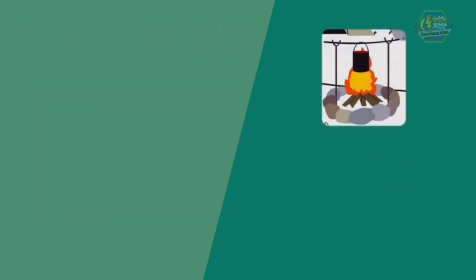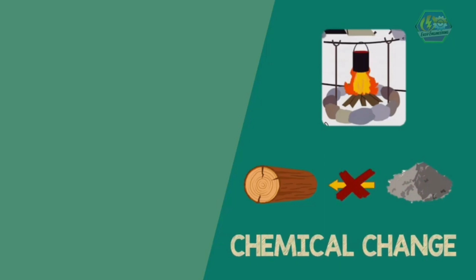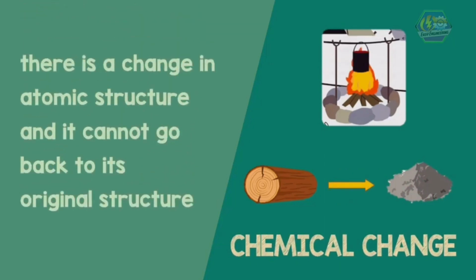When you are burning wood to cook, the wood turns into ashes. But you cannot turn ashes into wood. This is an example of chemical change. In simple terms, there is a change in atomic structure and it cannot go back to its original structure.